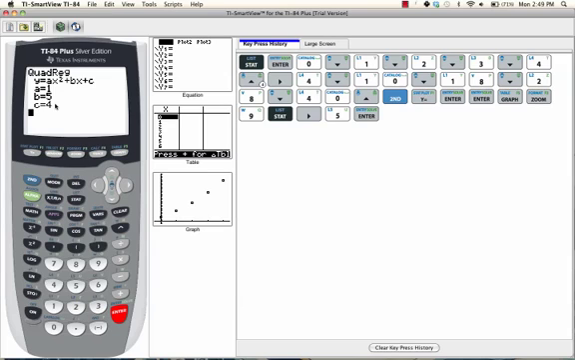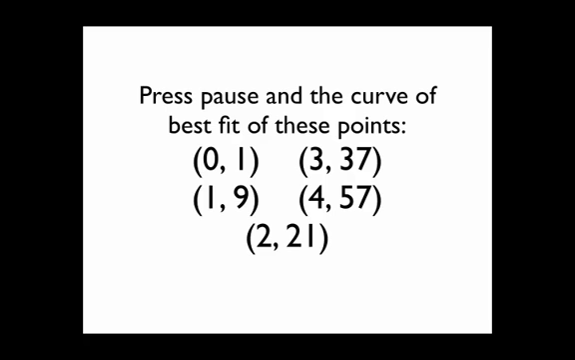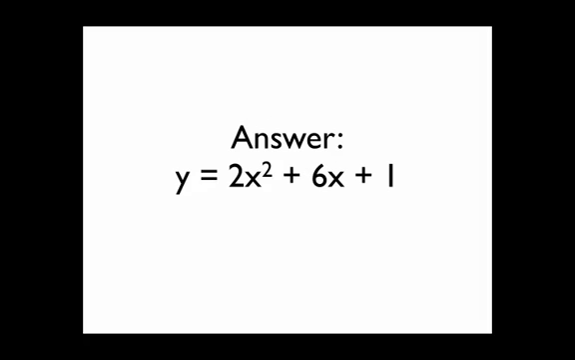Now, pause the video and on your own, find the curve of best fit for the following points. The curve of best fit that you should get is y equals 2x squared plus 6x plus 1.